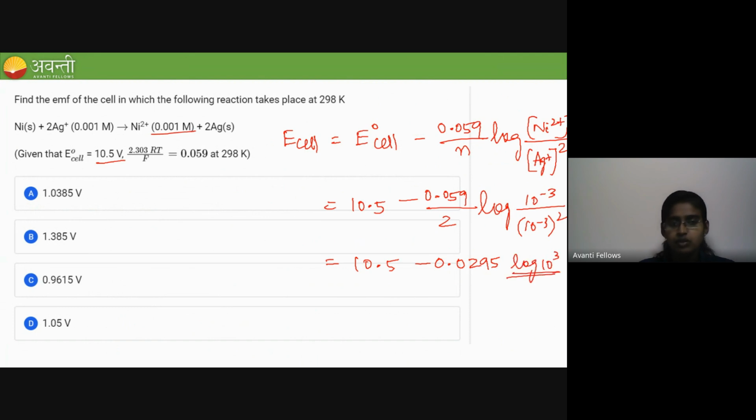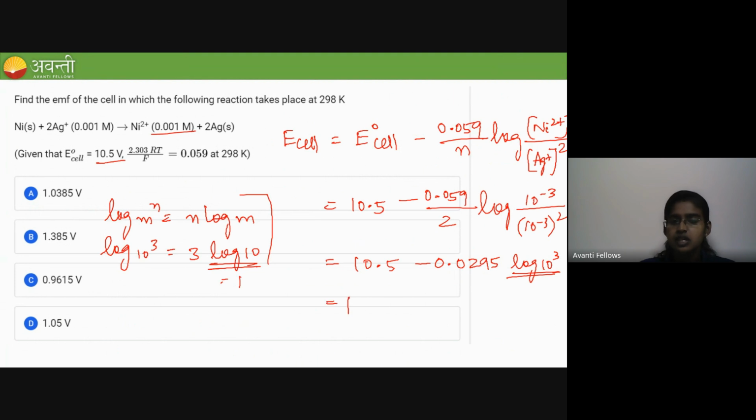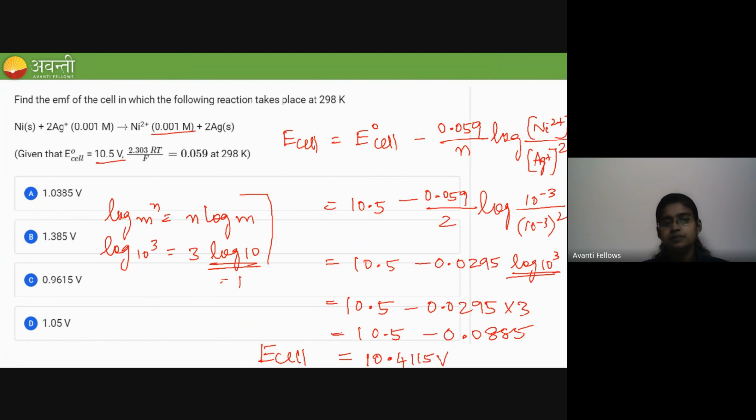So here, when log of m to the power n is there, I have to go for n into log of m, right? So this is the relation. Here I'm having log of 10 to the power 3. So it is 3 into log 10. Log 10 value is 1. So the final answer is 3. 10.5 minus 0.0295 into 3 is coming out to be 10.5 minus 0.0885. So finally, when you subtract these two, 10.4115 volt will be the answer.